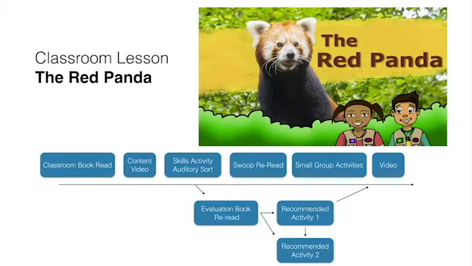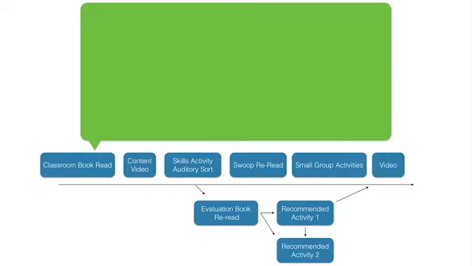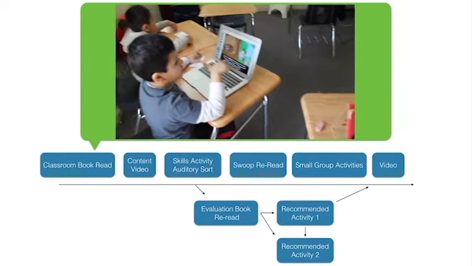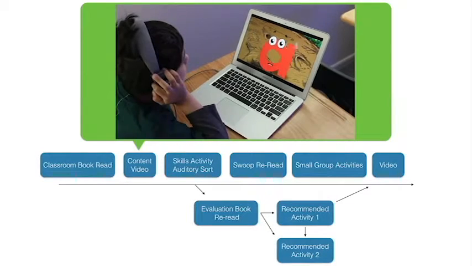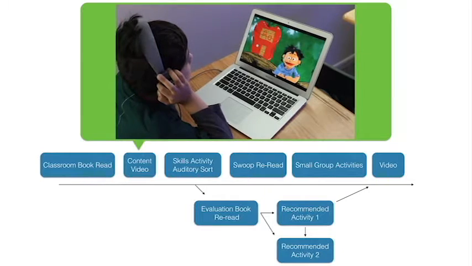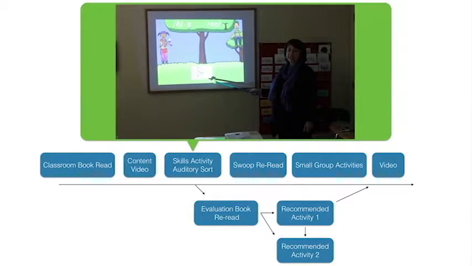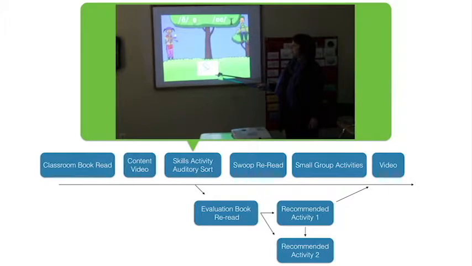This concept is really powerful when you put it all together as an interactive lesson plan. Let's take a look at this lesson called the Red Panda. It starts off with the class reading a digital book together. Next, the class watches a 5-minute companion video on red pandas that's related to the book they just read. After that, the class does a group activity, an auditory sort.